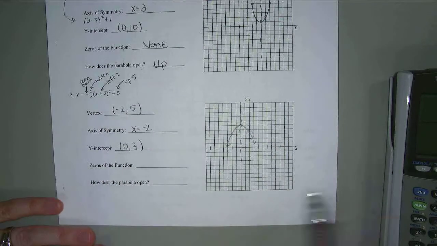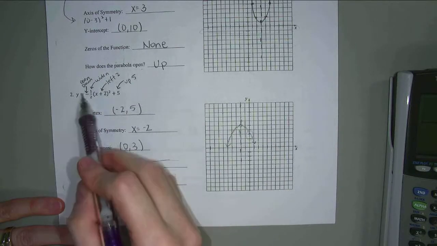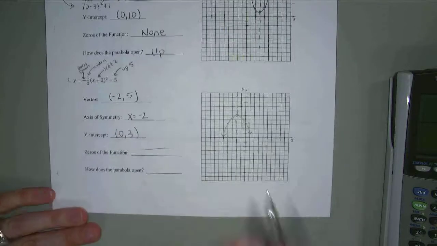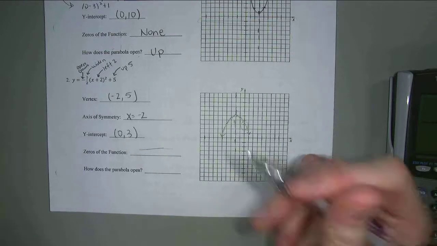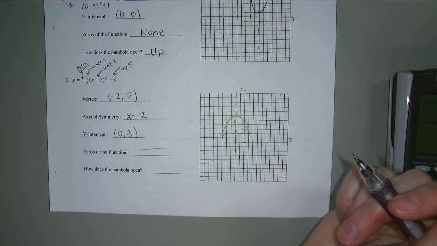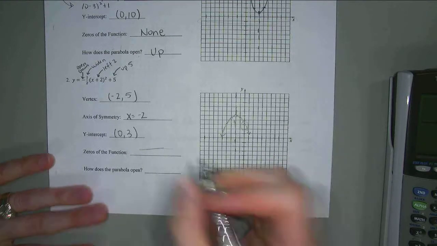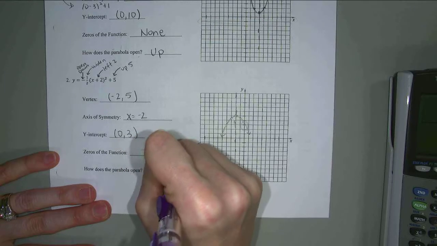Zeros of functions, let's not worry about that, but what we would do is set this equal to 0 and solve, but we don't have to do it in this section. This is kind of prepping us for the next section. And then how does our parabola open? It opens downward.